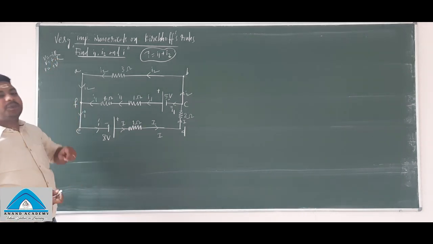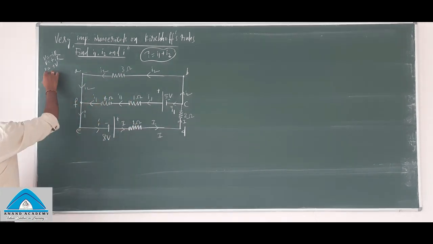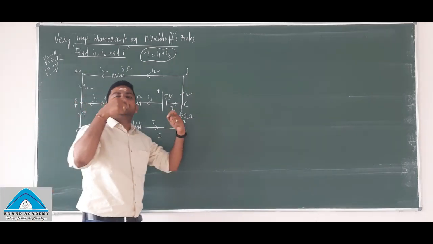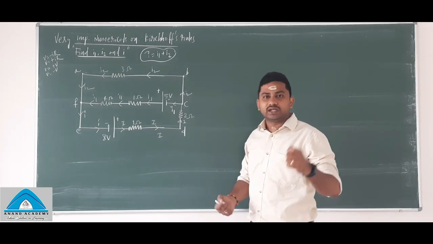When our loop direction is touching the positive terminal of the battery, it will be minus V, where V is the EMF of the cell or the potential difference across the cell, right? These are the 4 sign conventions we had learned.